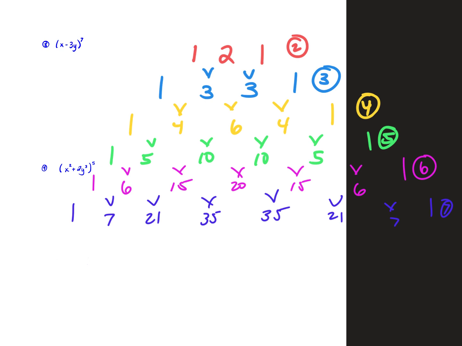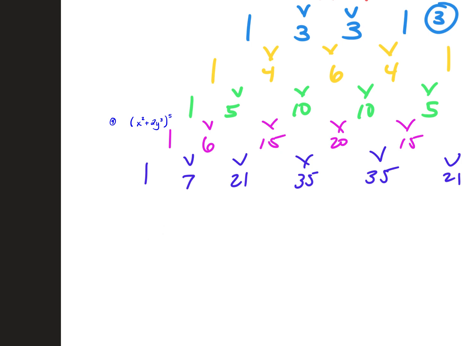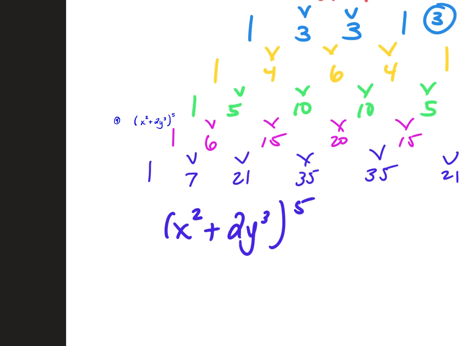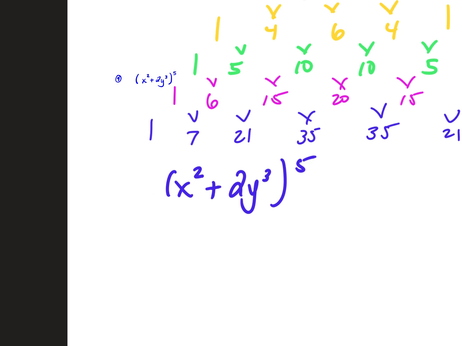Another thing I'm going to caution you on, all right? Boys, I'm going to pick on you. If we are expanding, we're going to do this one. x squared plus 2y to the third, to the fifth power. What does that mean? It means x squared plus 2y cubed times x squared plus 2y cubed times x squared, right? All of it. So the first thing we do is identify the row, correct?